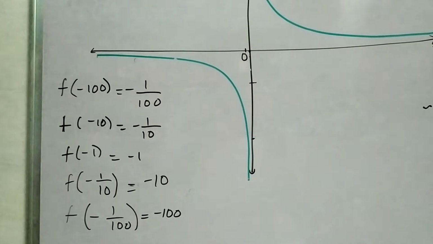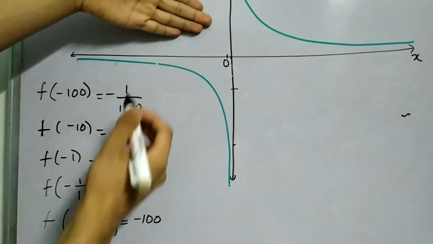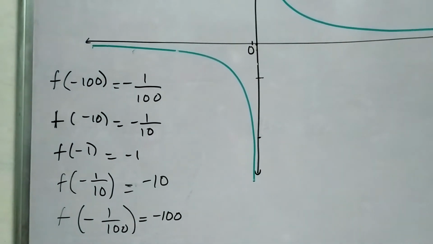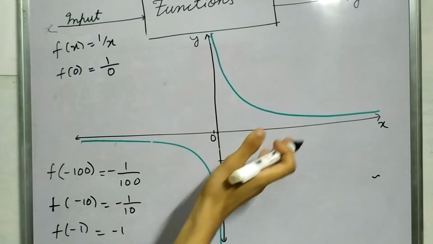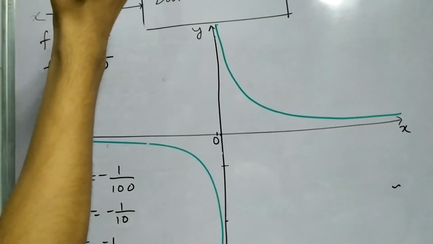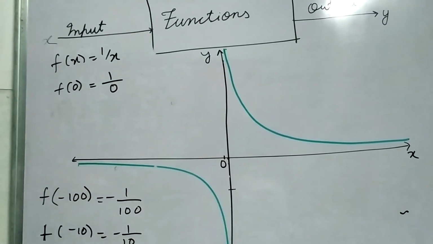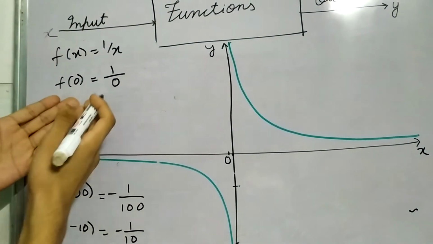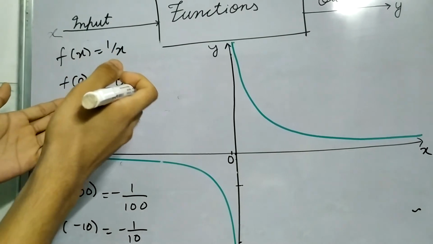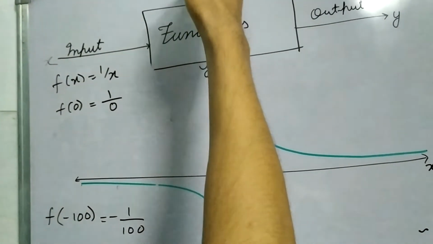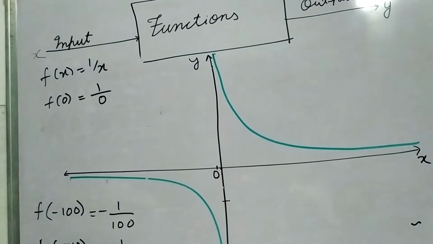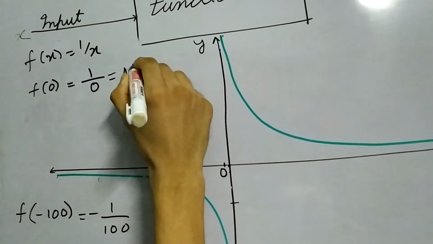So as you approach 0 from the left hand side, the values are becoming more and more negative. And if you approach 0 from the right hand side, the values are becoming more and more positive. So what is the value at 0? Well, the function itself is not defined at 0. That's what we say. It's tending towards infinity as we tend towards 0. This is not defined.